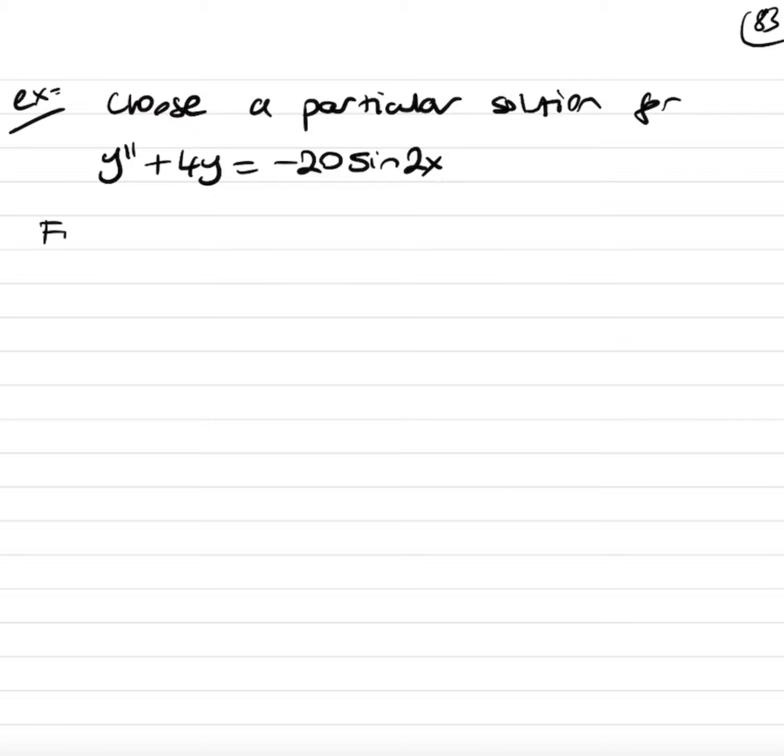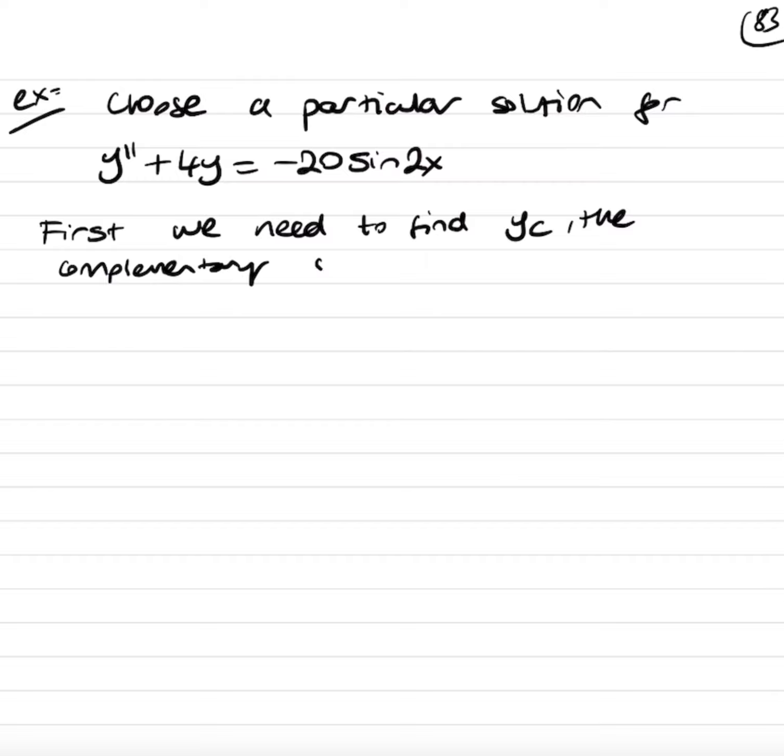Okay, first we need to find, even if we are finding a particular solution, we need to find the complementary solution. Why the complementary solution? Because we need to check if r of x is contained in the complementary solution or not. So what is this? It is the solution of the corresponding homogeneous part.